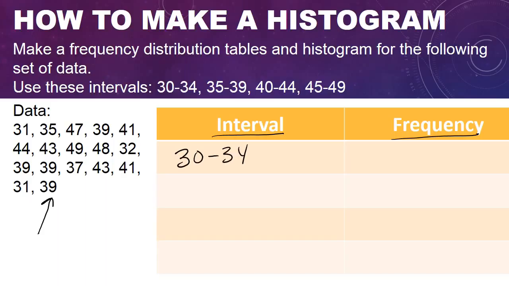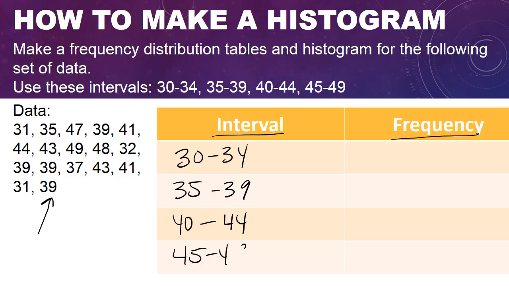30 to 34, 35 to 39, 40 to 44, and 45 to 49. So now we need to make tally marks to determine the frequency of our data set between these specific intervals. Our first data here, 31. So we're going to cross that out and put a tally mark. So that happens between 30 and 34.